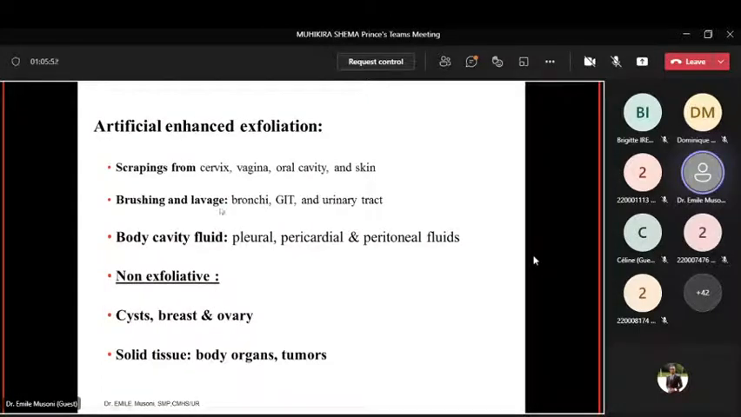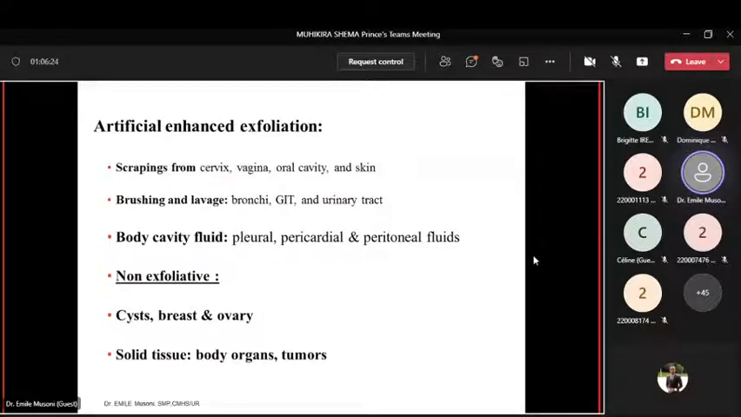So this is what we call artificial enhancing exfoliation. For this one, scraping from the cervix. When you go for the screening of cervical cancer, you can take a sample from the cervix, scraping from the vagina, oral cavity, even on the skin when there is an ulceration. Sometimes we use the brushing and the lavage. For example, in the bronchus, I've seen it in your clinical skills.